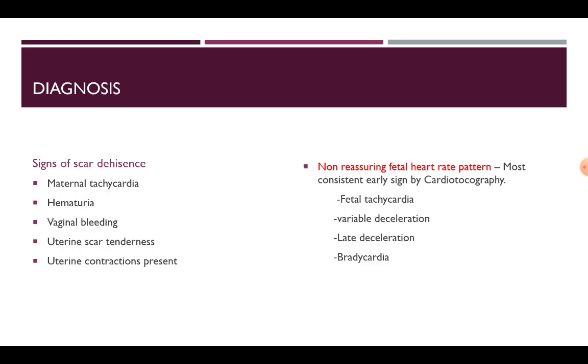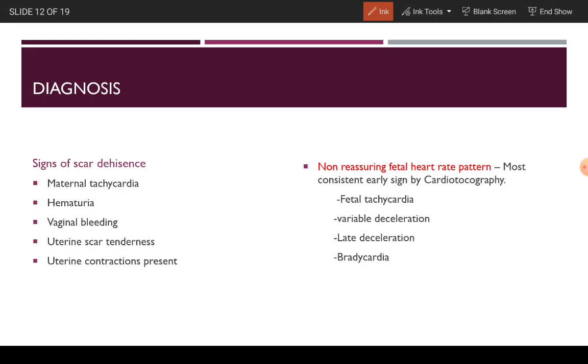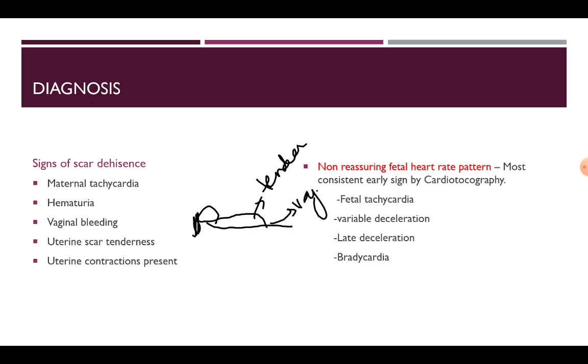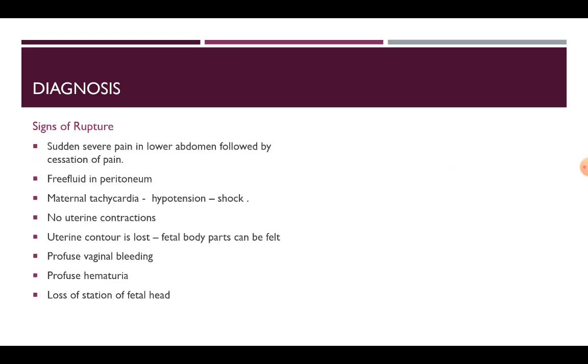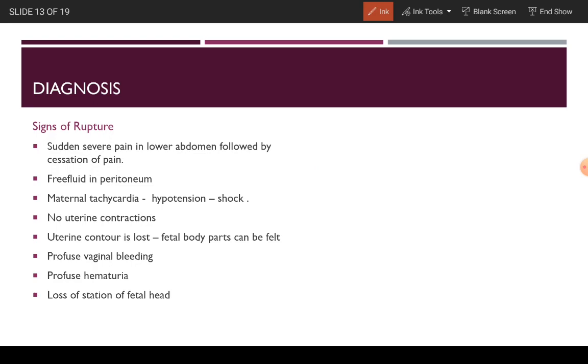So how can you know there is an incomplete rupture? That means a dehiscence. So when there is dehiscence, the maternal tachycardia, as I have said, all these features will be there. Plus, as I told, tenderness, vaginal bleeding, tachycardia, uterine contractions will be present. And sometimes in the fetus there can be fetal tachycardia, variable deceleration, or sometimes fetal bradycardia can also happen.